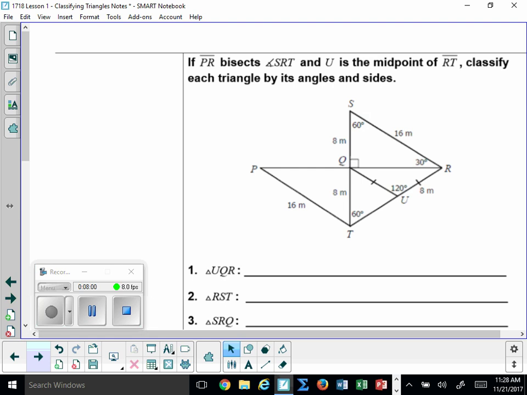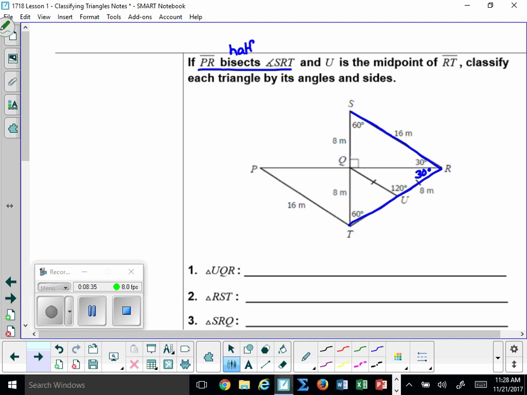Now this one is a beautiful diagram, and this is more like what you're facing on a test or a quiz when it comes to naming the triangles. If PR bisects angle SRT, so what does it mean to bisect an angle? It means to cut it in half. So let's look at SRT. SRT is here. And it looks like the top half is 30 degrees, so the bottom must also be 30 degrees.